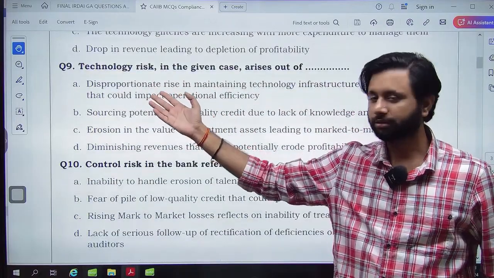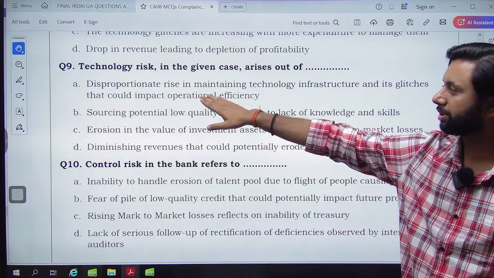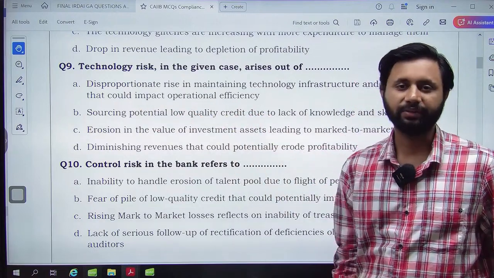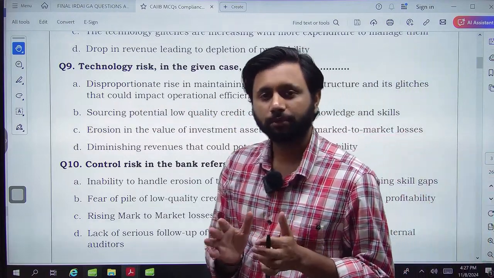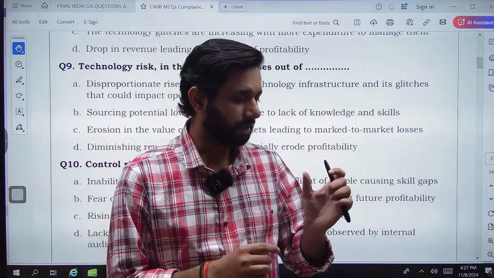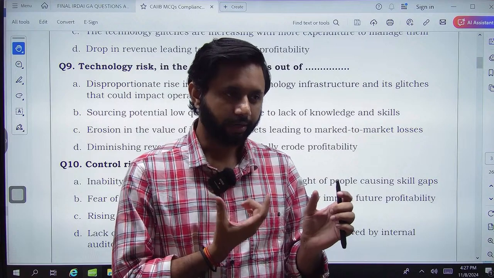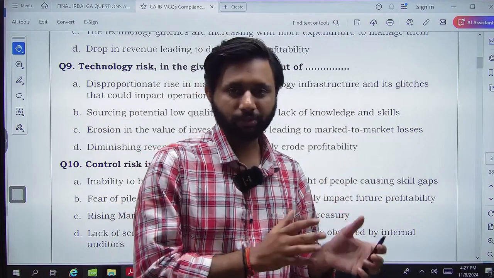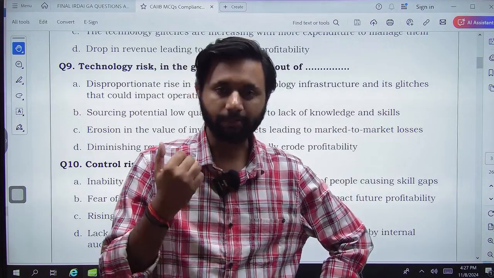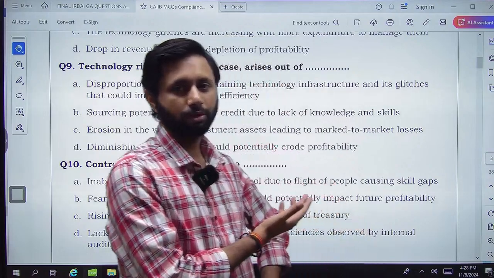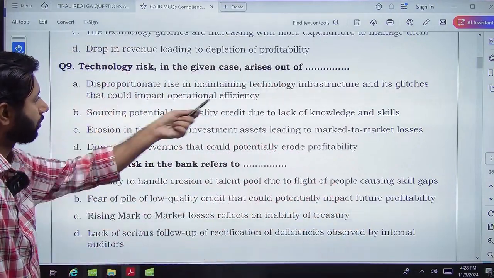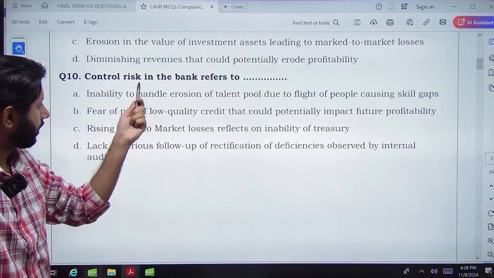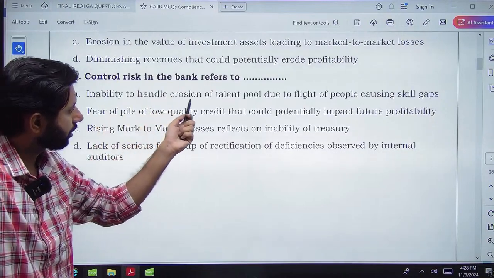Next, technology risk is what? In this case, disproportionate rise in maintaining technology infrastructure and its glitches could impact operational efficiency. तो रिस्क का सिंपल सा मतलब होता है कि रिस्क के आगे आप किसी भी चीज का नाम लगा दीजिए, चाहे वो क्रेडिट हो, चाहे वो कंप्लायंस हो, चाहे वो लीगल हो, चाहे कुछ भी हो, उस चीज की वजह से अगर आपके बिजनेस ऑपरेशंस में कोई दिक्कत आ रही है, आप नॉर्मल ऑपरेशंस नहीं कर पा रहे हैं, that is your definition. तो टेक्नोलॉजी के केस में टेक्नोलॉजी की वजह से अगर ऑपरेशनल एफिशिएंसी खराब हो रही है, this is your technology risk.